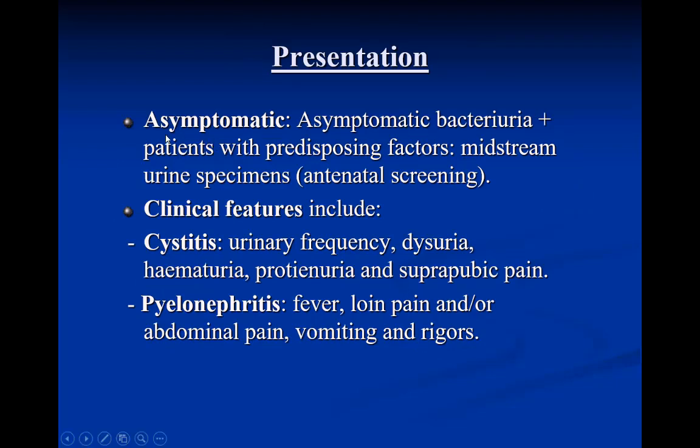Presentation: either asymptomatic, like asymptomatic bacteriuria in a patient with predisposing factors, detected by midstream urine specimen as an antenatal screening. Any patient with a predisposing factor, we expect may have asymptomatic bacteriuria. That's why we must do a midstream urine as a part of antenatal screening. Clinical features include cystitis: urinary frequency, dysuria, hematuria, proteinuria, and suprapubic pain. In pyelonephritis, there is fever with loin pain and or abdominal pain with vomiting and rigor.